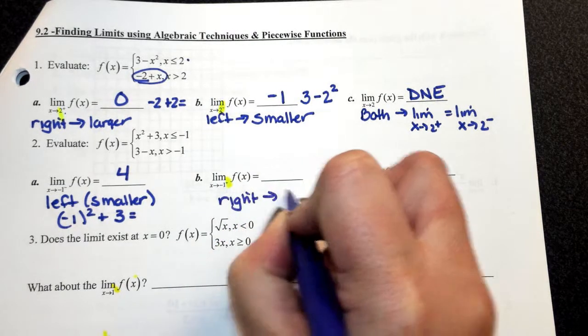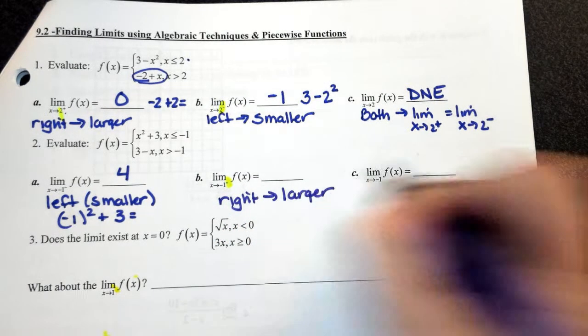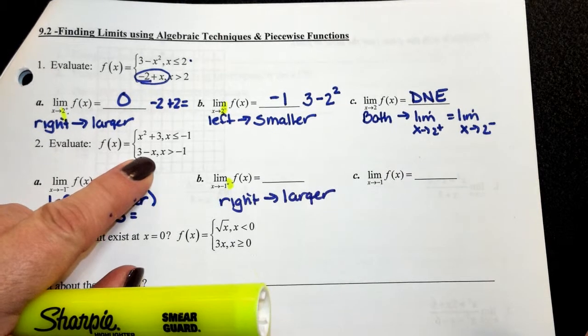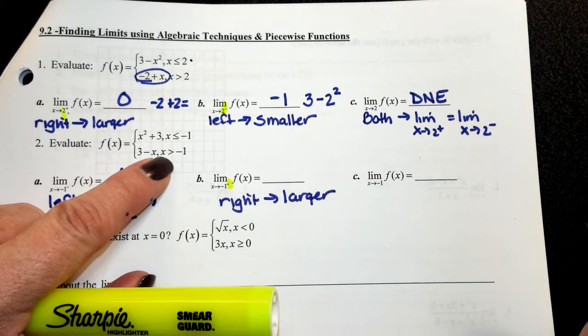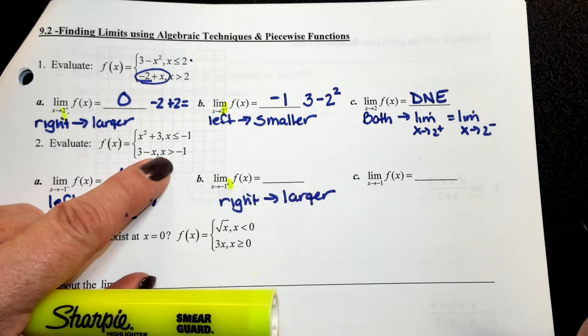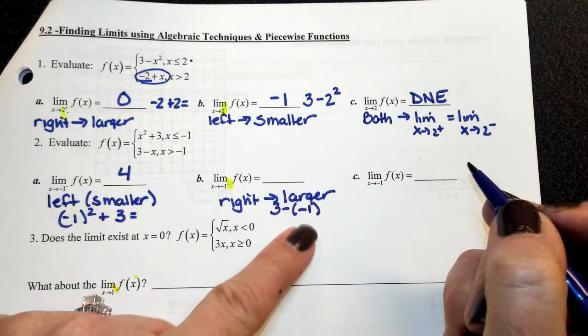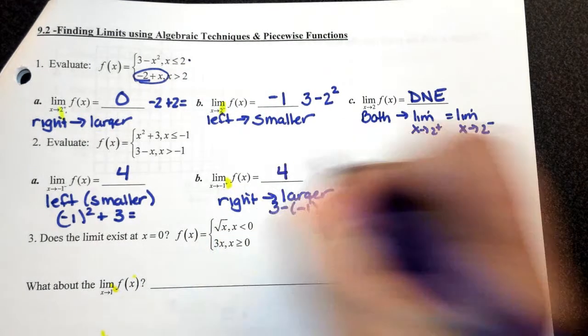And again, when I say from the right, I want to know where we're larger than negative 1. So now in this case, I'm going to look at my second equation because that's where my x values are greater than negative 1. So 3 minus a negative 1. 3 minus a negative 1 is going to give me a 4.